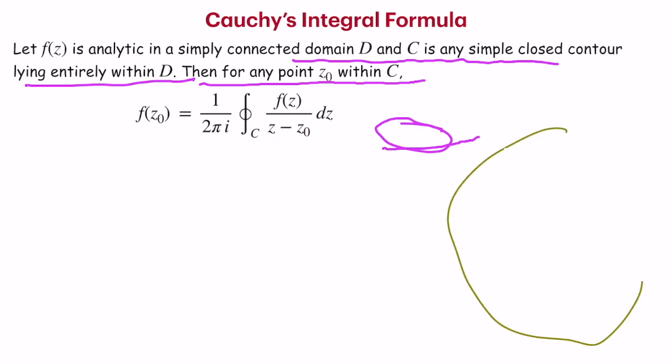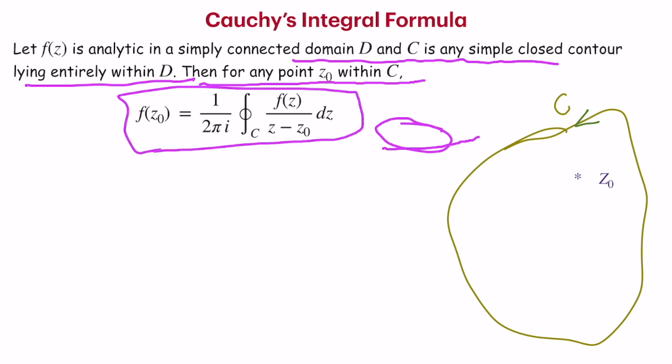So let us go ahead and see this pictorially. We have a contour which is smooth, and we have a function f of z which is analytic inside, and we have a point z0 inside this contour. Then we can evaluate the value of the function at z0 using this Cauchy's theorem. So let's quickly look at the proof.